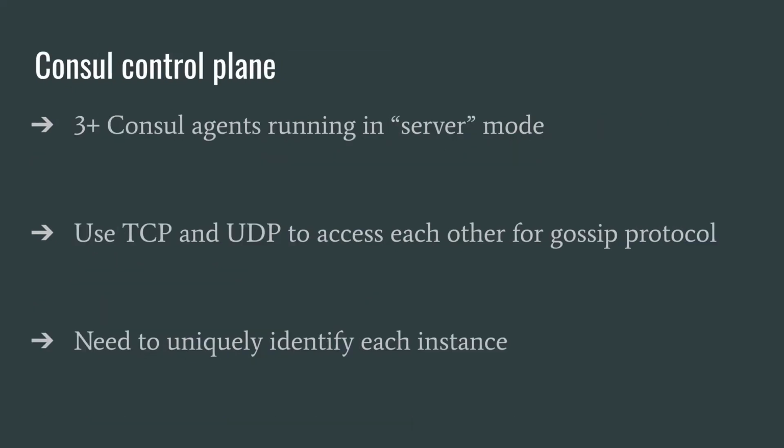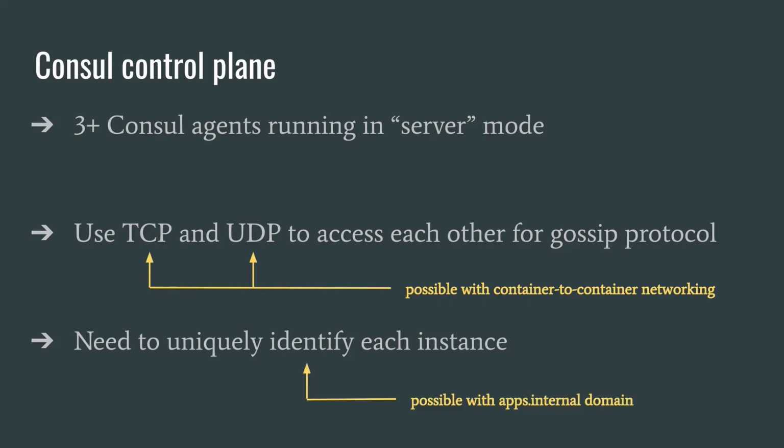So as we discussed, we have the Consul control plane, which is three or more Consul agents running in server mode. And then we can use TCP and UDP to access one another for meshing and using the gossip protocol to identify each other and sync configuration. To do this, we need to be able to uniquely identify each instance. TCP and UDP connections we can achieve with container-to-container networking. And to uniquely identify each instance, we can use the apps.internal domain and that index prefix that we talked about. So this looks like a pretty good candidate.